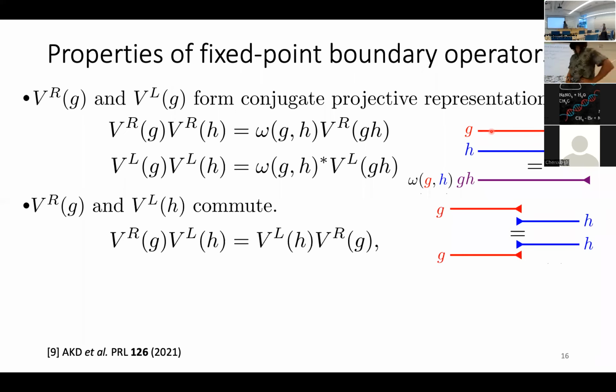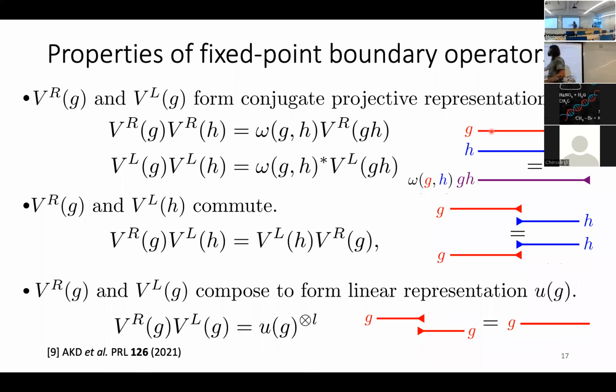Furthermore, VR and VL actually commute with one another when acting on the same site. So if I have two semi-infinite strings extending in different directions with their boundary operators supported on the same site, their actions actually commute. And furthermore, if they're of the same symmetry element type, so if I have VR of G and VL of G, they can fuse to give me the linear representation, the on-site representation that I have in my spin chain.